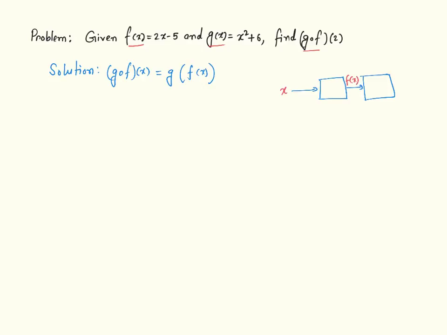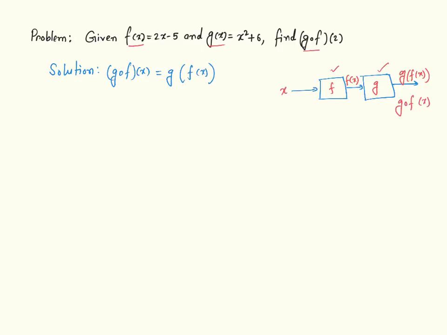Now this f of x goes as an input to the next function, which is g, and it gives you an output g of f of x. That's what it is. So you are putting functions in a sequence. The output of function f goes as input to this one. So this is defined as g composed with f of x.